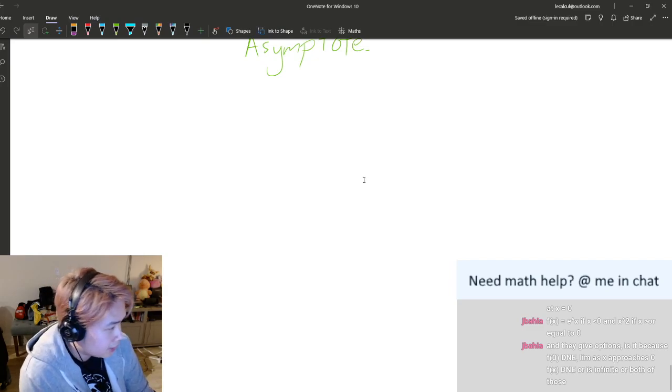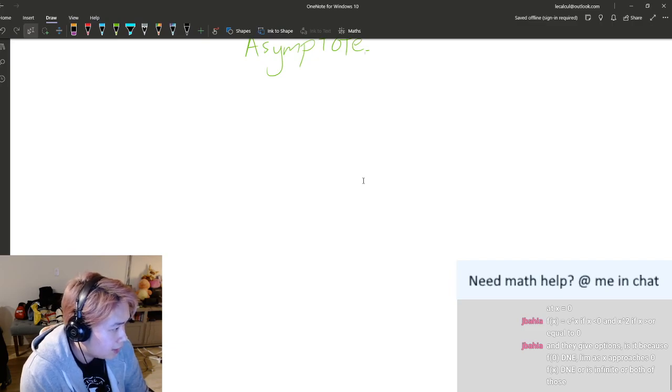Okay, let's see. Next question. Why is this function discontinuous at 0? And then the function is e to the x and then x squared. They give us options.